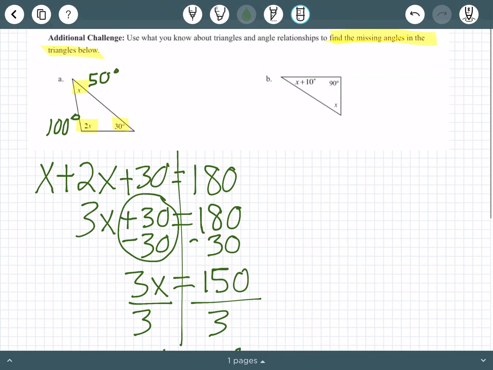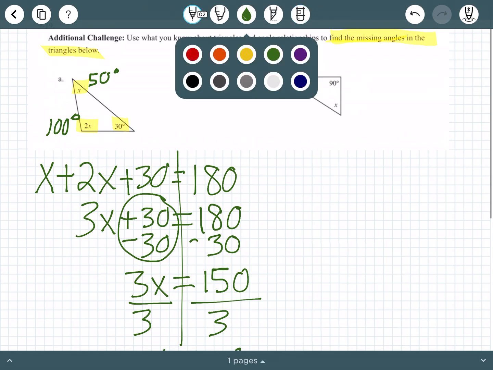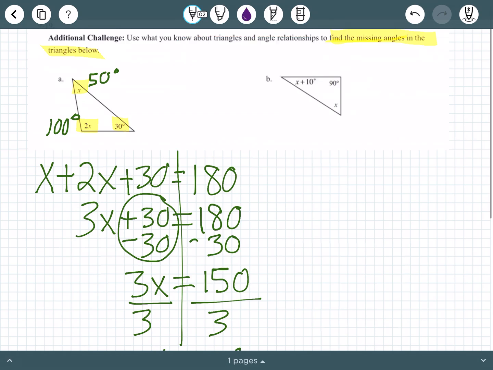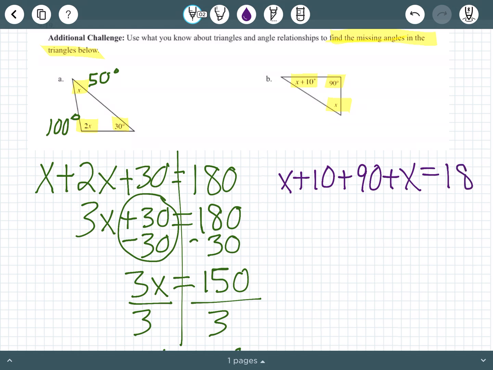Okay, part B gives us a triangle, and it's going to be the same situation here. So we just take our three angles. We have 1, 2, 3. We know that all three add up to 180 degrees, so we're going to do x plus 10 plus 90 plus x. Those are all of my inside angles, and we'll set that equal to 180 since there's 180 degrees in a triangle.